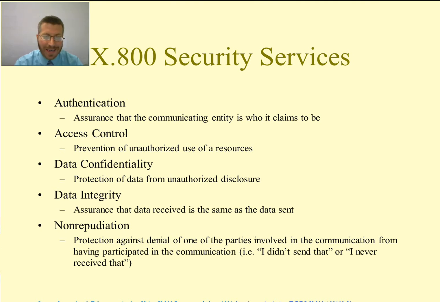The first one, authentication. Assurance that the communicating entity is who it claims to be. The main way that we go about doing authentication is with a username and password. As long as nobody else has that password, then authentication can be confirmed. That you provide the username and password, and that's kind of our assurance that you really are who you say you are. If your password gets compromised, that means somebody else could act as if they are you.